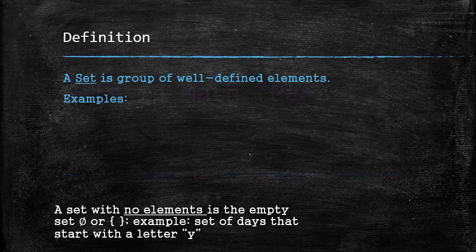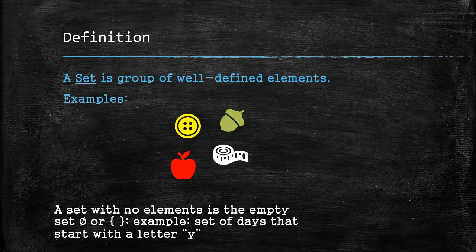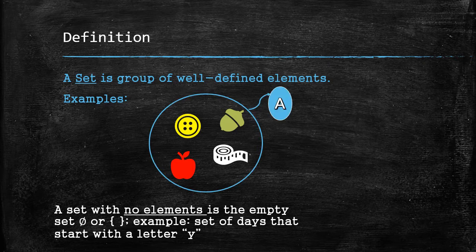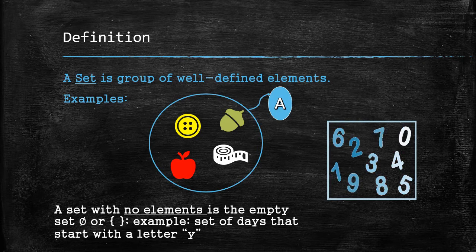So first of all, let's define what is a set. A set is a group of well-defined elements. Examples. So we're going to see the first example. So this is an example of a set. Also, a set can have numbers.